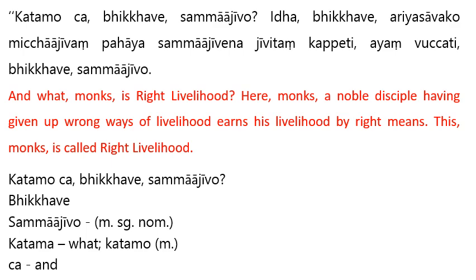Katamo cha bhikkhave Sammaājīvo. And what, O monks, is right livelihood? Bhikkhave is vocative plural. The Buddha addresses the monks as bhikkhave. Sammaājīvo is masculine singular nominative noun. Therefore, we will use katamo, which is the masculine form of katama, which means what. Cha means and. Cha often occupies an arbitrary position in sentences.